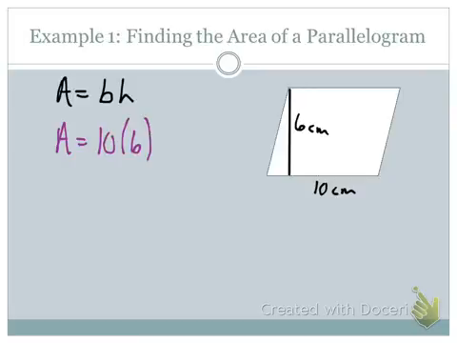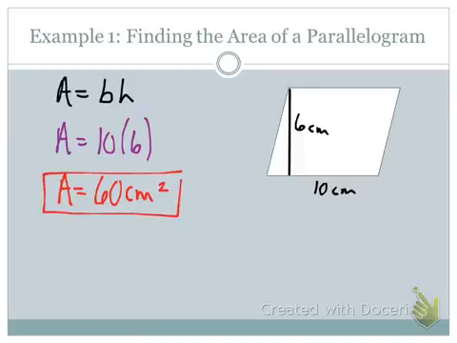6. So is it 106? I just plug them in together? No. Two variables next to each other show multiplication. So that's why I have the 6 in parentheses. A equals 10 times 6, and what's 10 times 6? 60. So A equals 60 centimeters, and I always square my unit when I'm finding area. Only when I'm finding area, though.